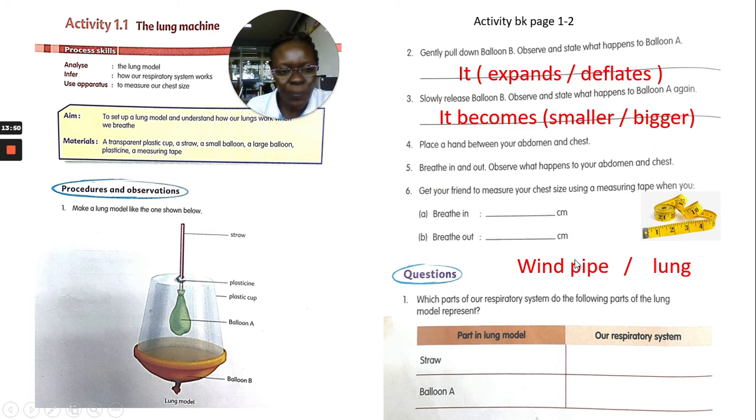Okay. Next, we have these words, windpipe and the lung. So which part of our respiratory system do the following parts of the lung model represent? Now we have parts in the lung model, the straw and the balloon. This one here, straw and a balloon. Now our respiratory system, what is this? The straw. The straw is the windpipe. So we will write here windpipe. Balloon A. What is balloon A? Balloon A is the lung in real life. Okay. So you write the correct answer.